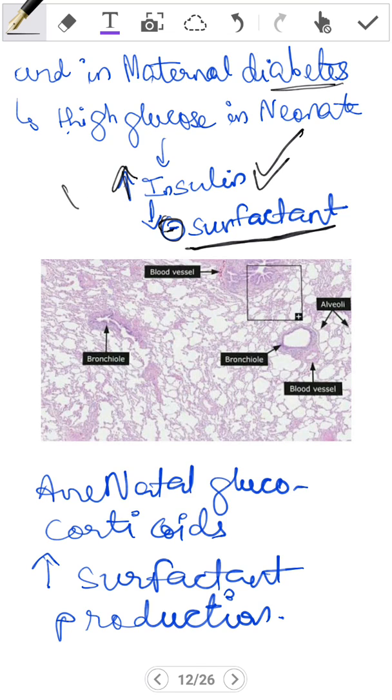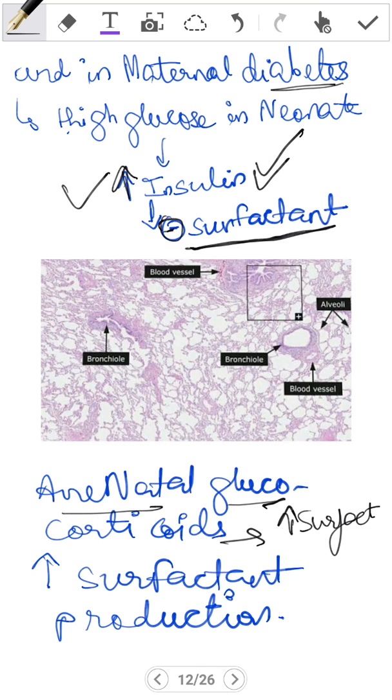So this is the pathophysiology, and this is absolutely high yield. You should know this. And how can you prevent this? By giving the mother antenatal corticosteroids. And corticosteroids, to your surprise, increase the production of surfactant. So if you know that the mother is going to deliver prematurely, you can give the mother glucocorticoids to increase the maturity of surfactant production and increase the maturity of the lungs.